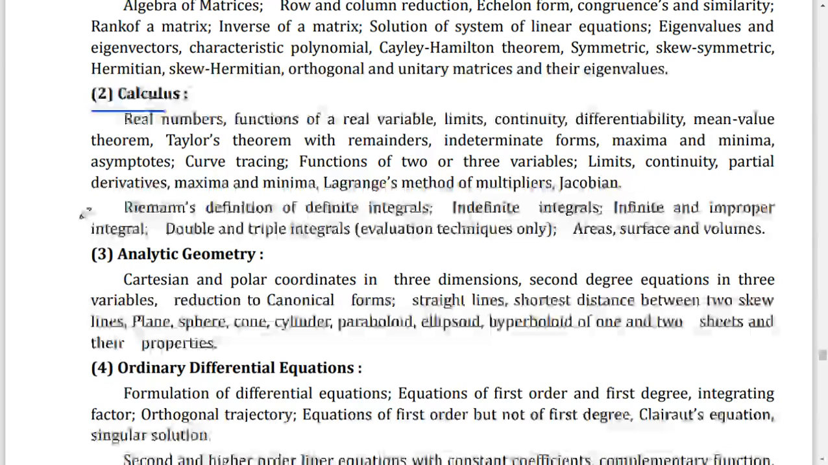Riemann's definition of definite integral, indefinite integrals, infinite and improper integrals, double and triple integrals (evaluation techniques only), areas, surfaces and volumes.